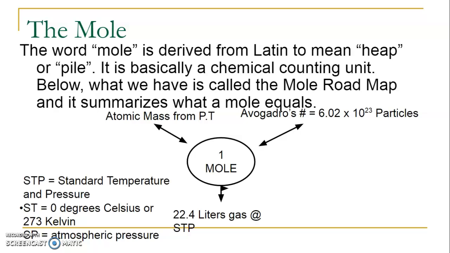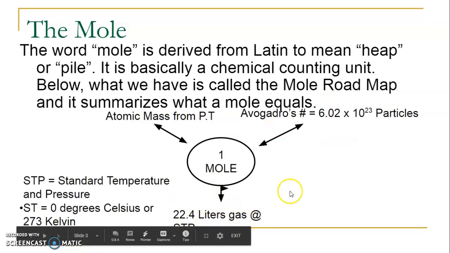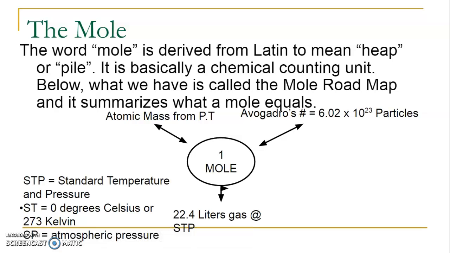The mole is just an amount of stuff, an amount of something, and you have to be able to convert back and forth. The mole is tied to this thing called Avogadro's number, or avocado's number, as I like to say it, and you can go back and forth from atomic mass, Avogadro's number, or liters of a gas. Have some knowledge of what a mole is.